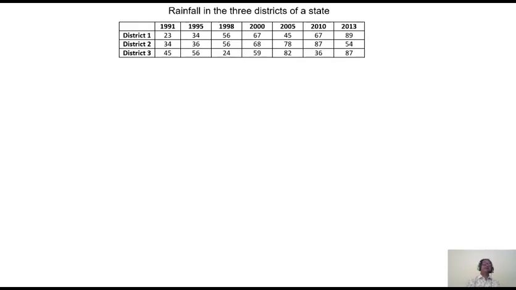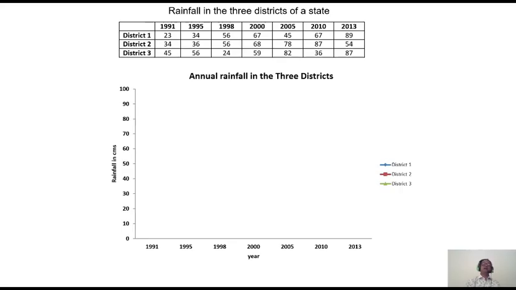Now, here are some values, hypothetical data, some rainfall in three districts. I want to represent this data. Obviously, I can draw three line diagrams. One line diagram representing district 1. So you see what I have taken along the x-axis. Your x-axis is representing year. So I have the x-axis title, and these are the scale values.